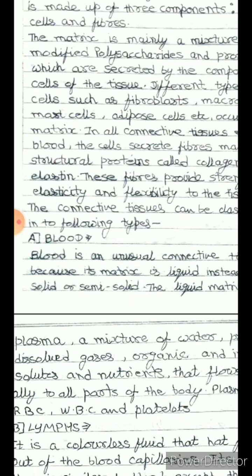Third is skeletal tissue. It forms the endoskeleton or internal framework of the vertebrates. It supports the body, protects various organs, and helps in locomotion. It includes cartilage and bone.